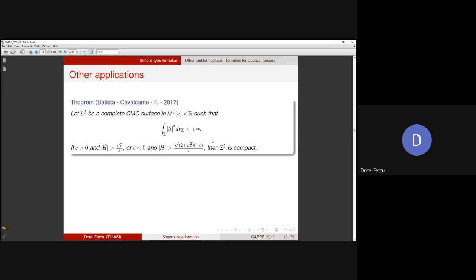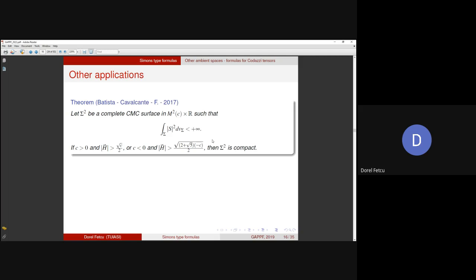As I said in the beginning, Simons-type formulas cannot be used only for getting rigidity results or gap theorems. It is possible to use them in order to obtain other types of results, for example, compactness results. To illustrate this idea, I chose two theorems obtained in 2017.